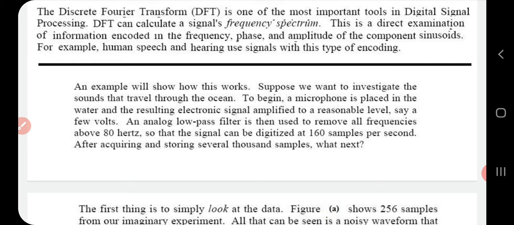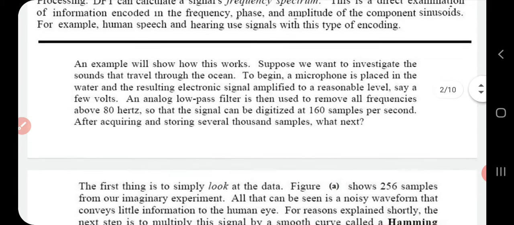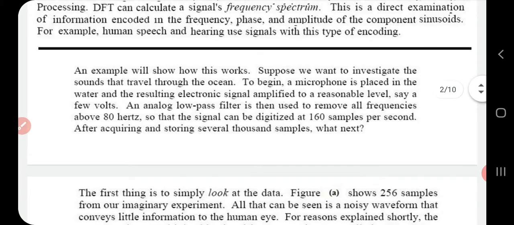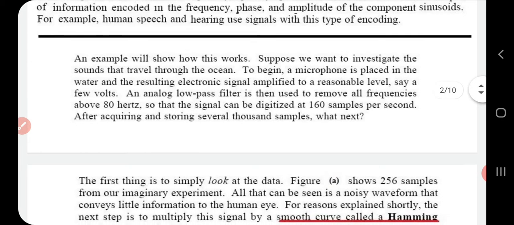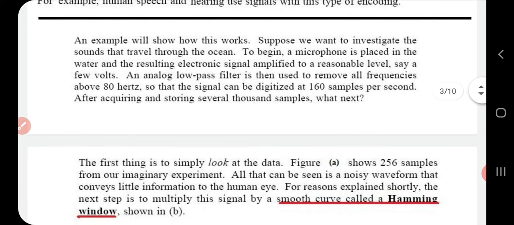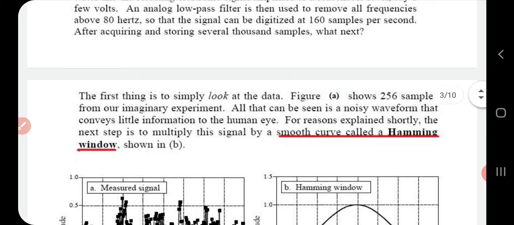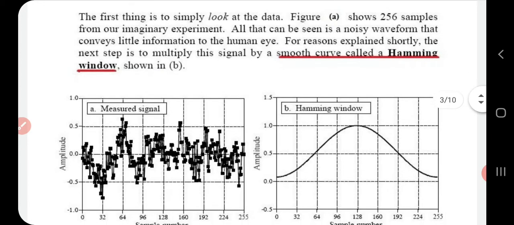Then what will you do next? So you are collecting the signal using a microphone, then amplifying it to a particular level, then removing the unwanted frequencies using a low pass filter, then sampling it at a specific sampling interval. Now what will you do next? That is our question. So first, naturally you will examine the signal.